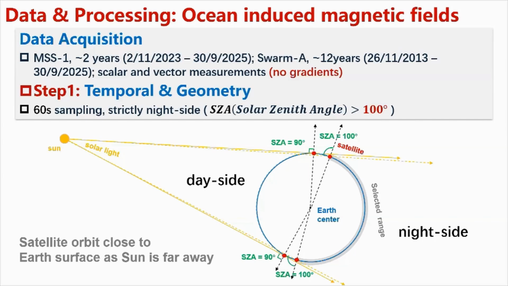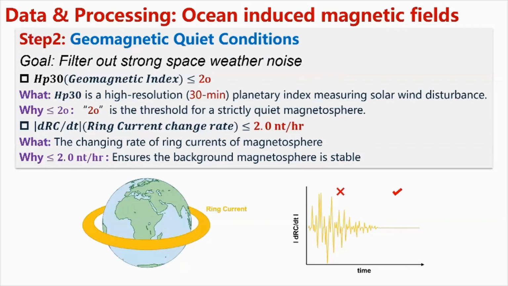It means we only use the satellite data set at this side. In step two, we want to make sure the magnetic field environment is quiet. So we use several indexes, such as Hp30. It has 10 categories, and we make sure the index satisfies category 0, category 1, and category 2.